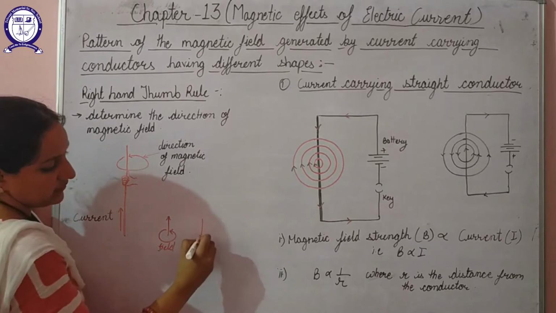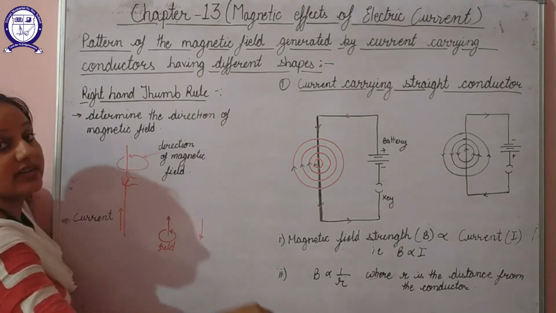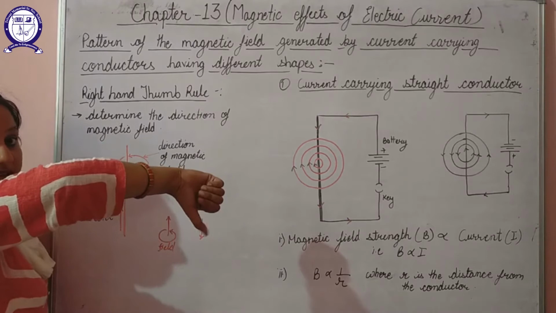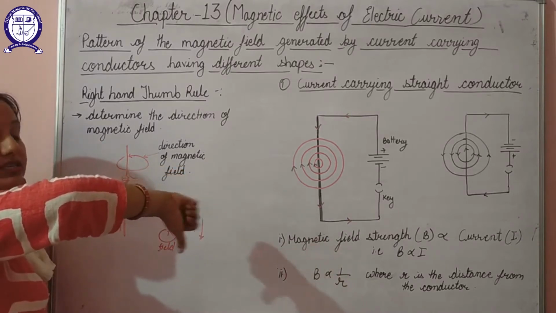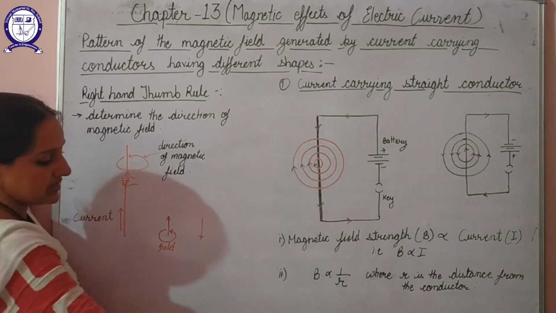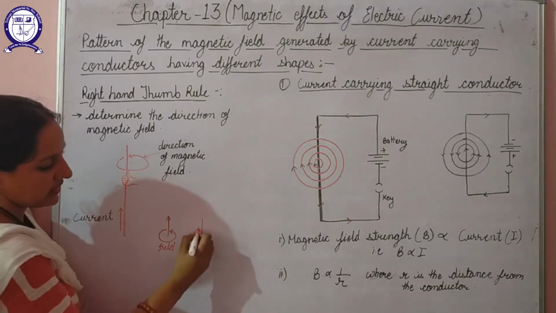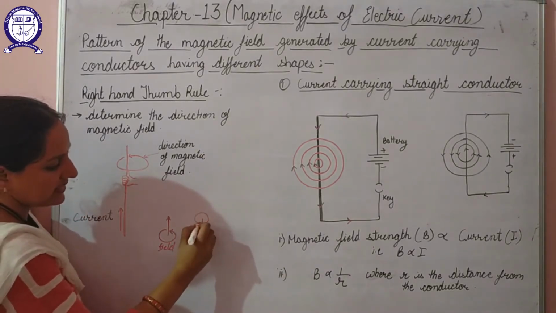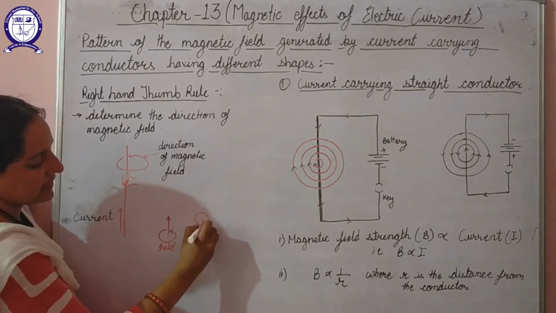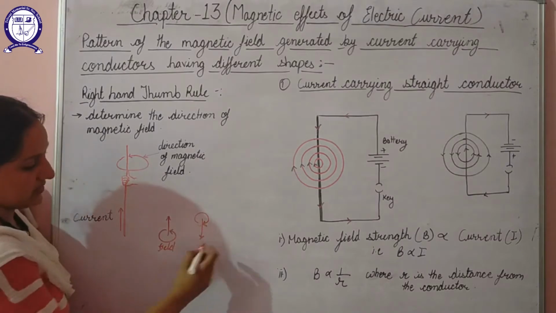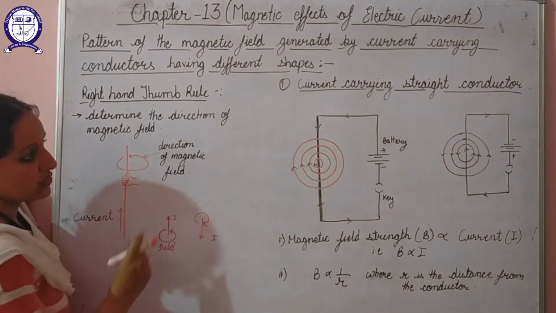Second one, if the direction of current is downwards like this, here the thumb is pointing in the downward direction, at that time the curl of the fingers is in the clockwise direction. That means when the direction of current is downwards, the direction of magnetic field will be clockwise. So this is about this rule.